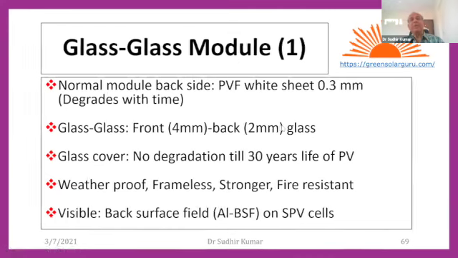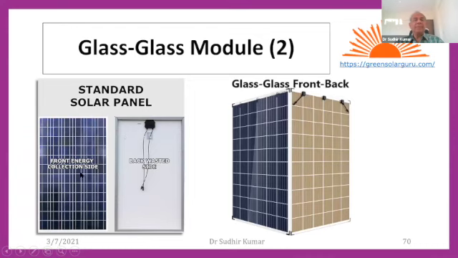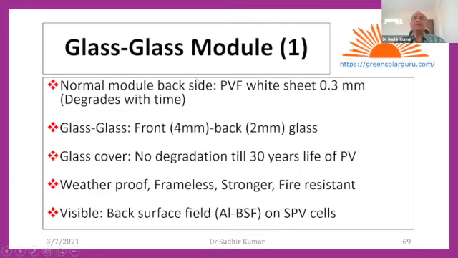So what is a normal module? If you take this normal module, the front one is glass. Below that are solar cells. And the back side is a plastic sheet, that is a white sheet. This is the typical normal solar module available in the market. But what is a glass module? Glass front is 4 mm and back side 2 mm.